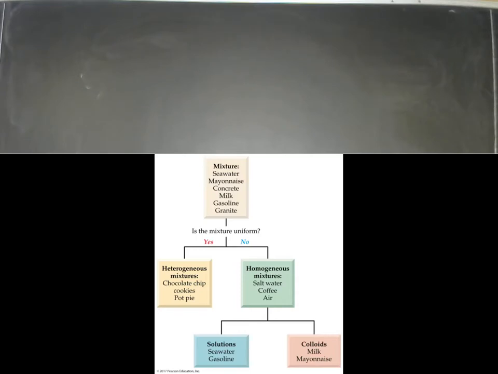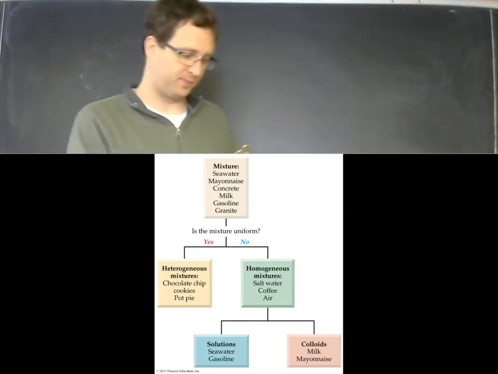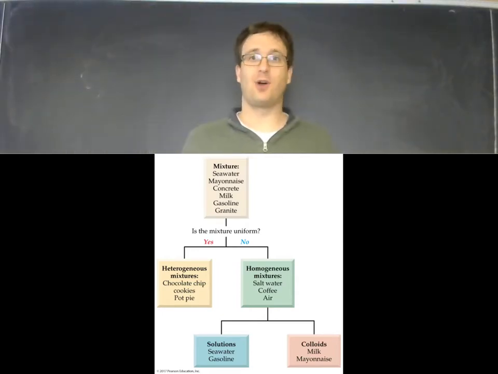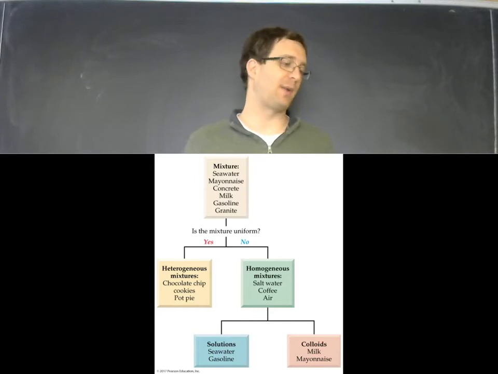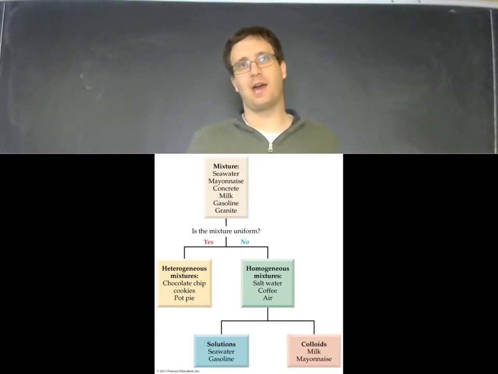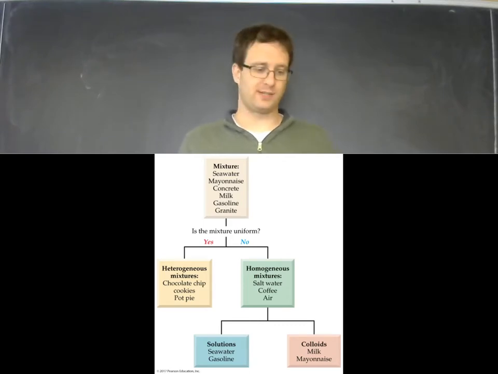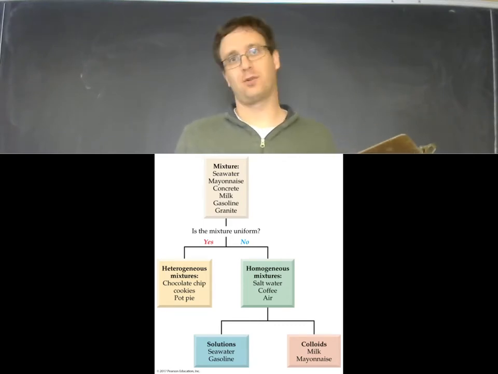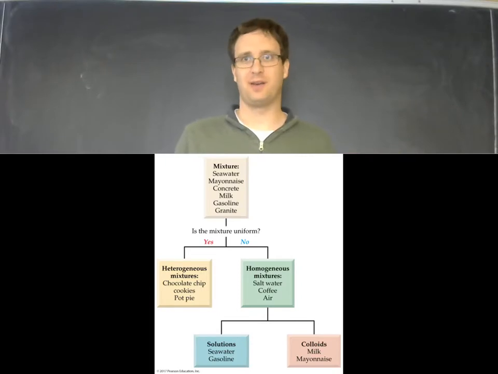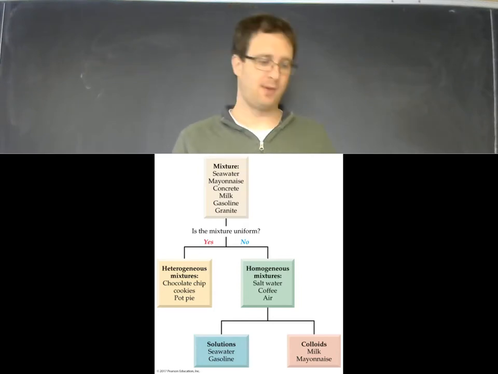But you'll notice that the homogeneous mixtures are further divided into what we call solutions and colloids. So solutions will have solute particles that are smaller than about 2 nanometers. Nanometers, 10 to the negative 9th meters, and that's about 20 atoms across, because an atom is about 1/10 of a nanometer, or 100 picometers.